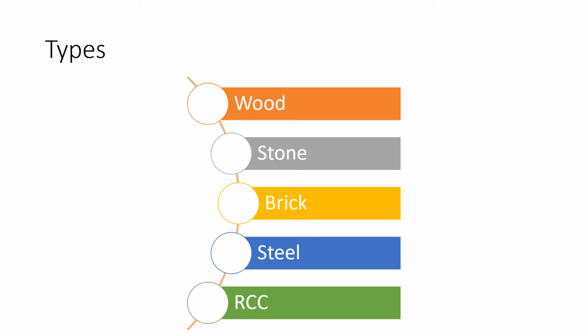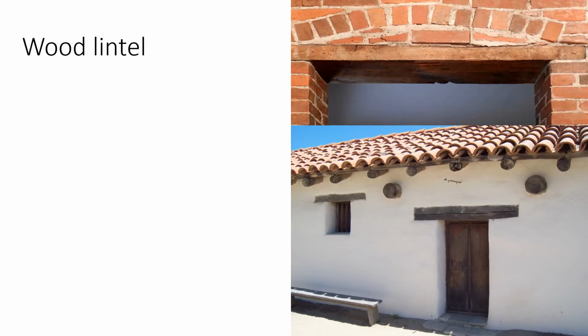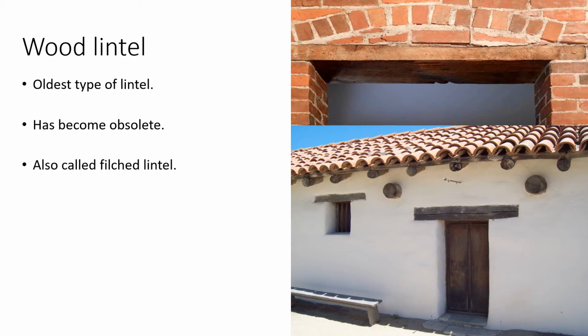Now let's see the different types of lintels. There are wood, stone, brick, steel or RCC. Now we can see a wood lintel. Here we can see this is an old house, and here we can see a lintel. This is a wood lintel. You're familiar with all these. These are wood lintels. This is the oldest type of lintel and it has now become obsolete. Nobody is going for the wood lintel in present day situations. It's also known as flitched lintel.